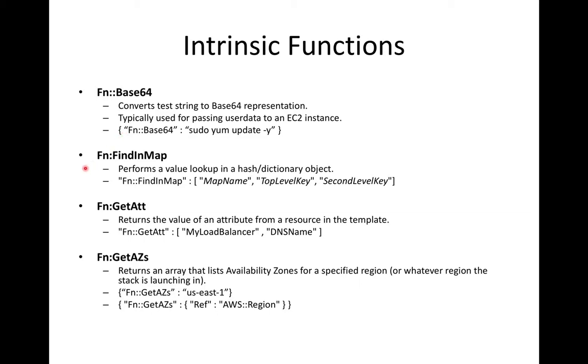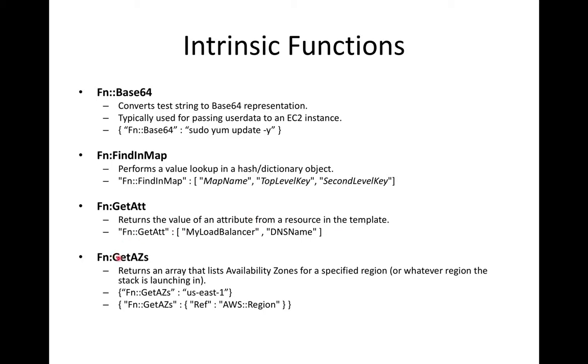The GetAtt function is really commonly used. It allows us to get the value of an attribute from a resource in the template. And we use this all the time to get attribute information from different resources. Oftentimes we're providing these as outputs. Sometimes we're providing these as part of a property when we're creating some other resource in the template.